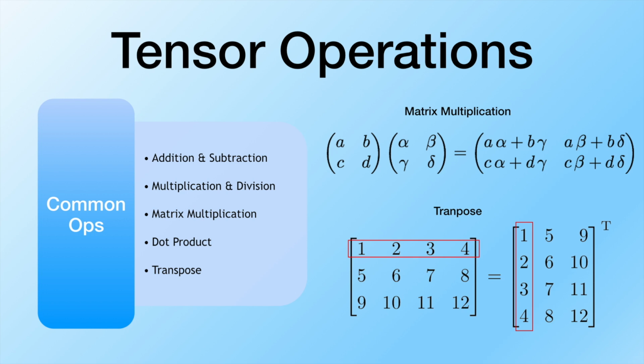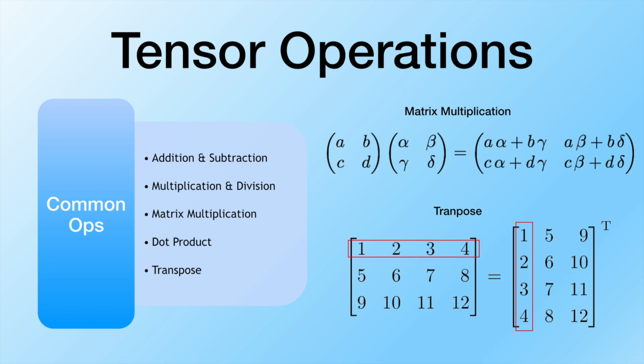common operations. There are the elementary ones, which are the arithmetic operations. We have addition, subtraction, multiplication, and division. Those are all pretty straightforward. They just operate element-wise. So to give you an example, if you look at this matrix multiplication formula on the upper right, we have A, B, C, D, and alpha, beta, gamma, delta. So those are two different 2 by 2 matrices.